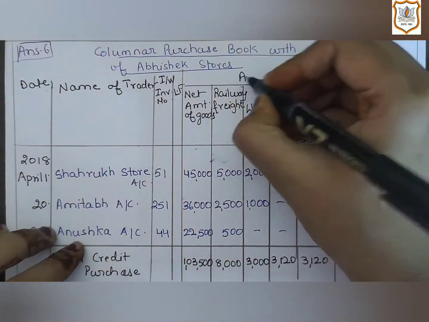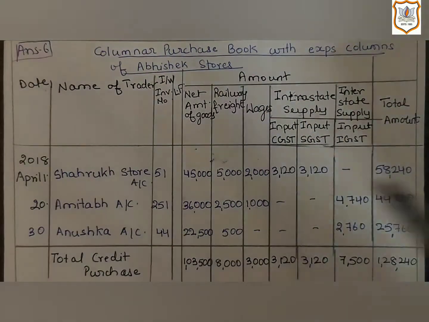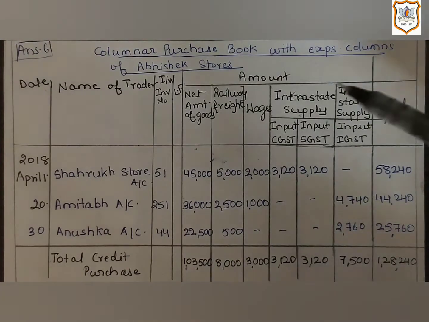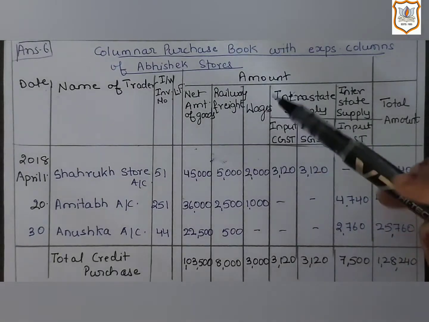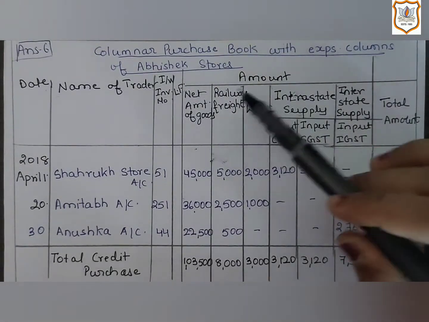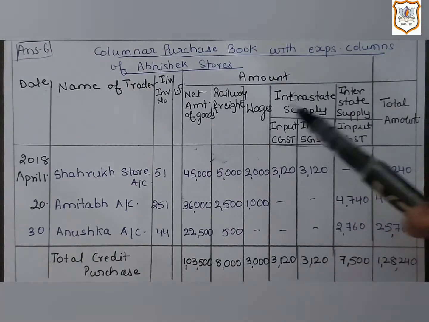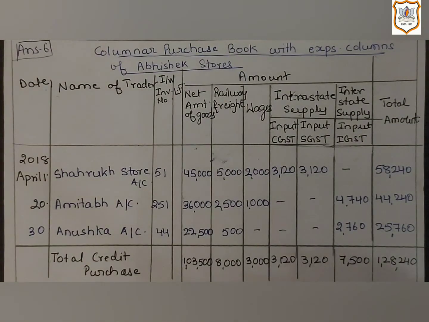Here this is the amount column, which is divided into various columns. Here, a separate column is prepared for each type of expense. As you can see here, the businessman is maintaining separate columns, that is railway freight, wages, labor and wages both are the same, and columns for GST. So by this, total credit purchase and total expense of each type can be known.